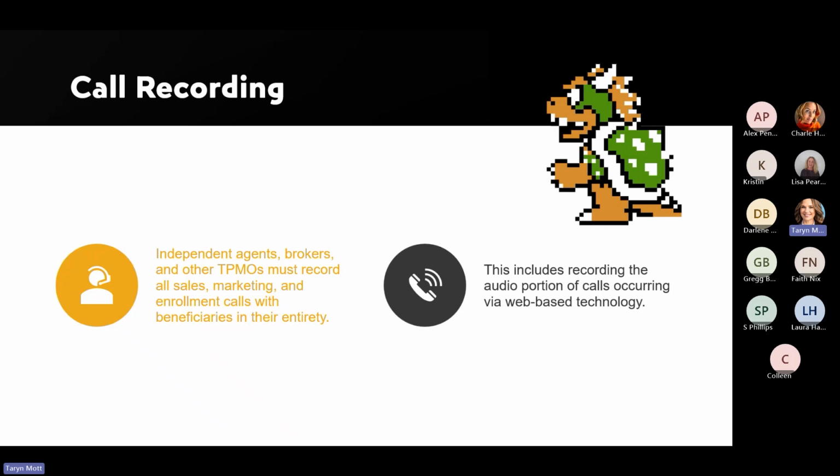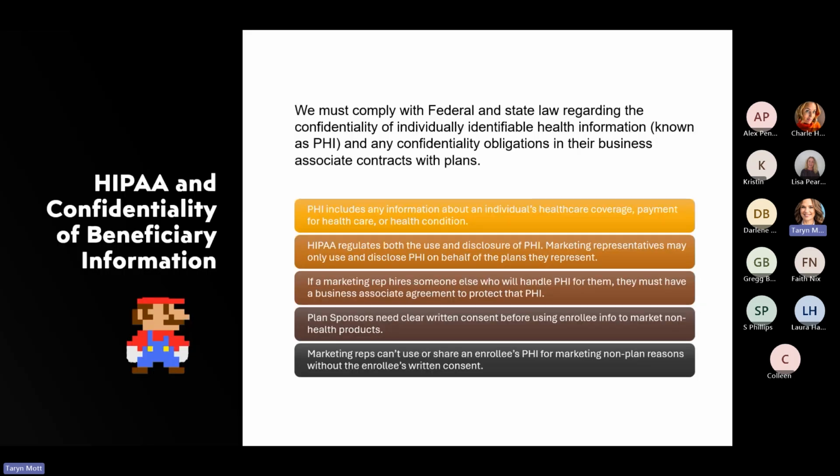Call recording. Independent agents, brokers, and other TPMOs must record all sales, marketing, and enrollment calls with beneficiaries in their entirety. This includes recording the audio portion of calls occurring via web-based technologies, such as your CRMs and things like that. HIPAA and confidentiality of beneficiary information. We must comply with federal and state law regarding the confidentiality of individually identifiable health information, known as PHI, and any confidentiality obligations in their business associate contracts with plans.